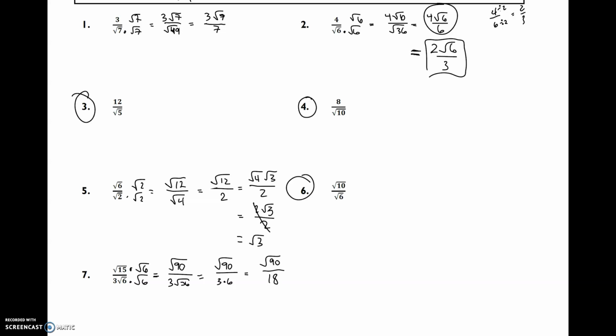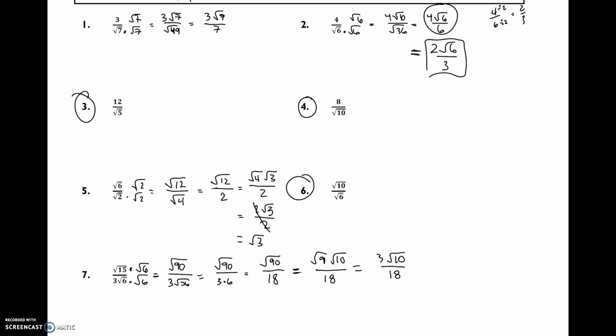Please remember to check the top square root, because the square root of 90 is able to be simplified. 90 is 9 times 10, 9 being the largest perfect square that we can divide out of 90. Square root of 9 is 3, so we get 3 square root of 10 over 18.